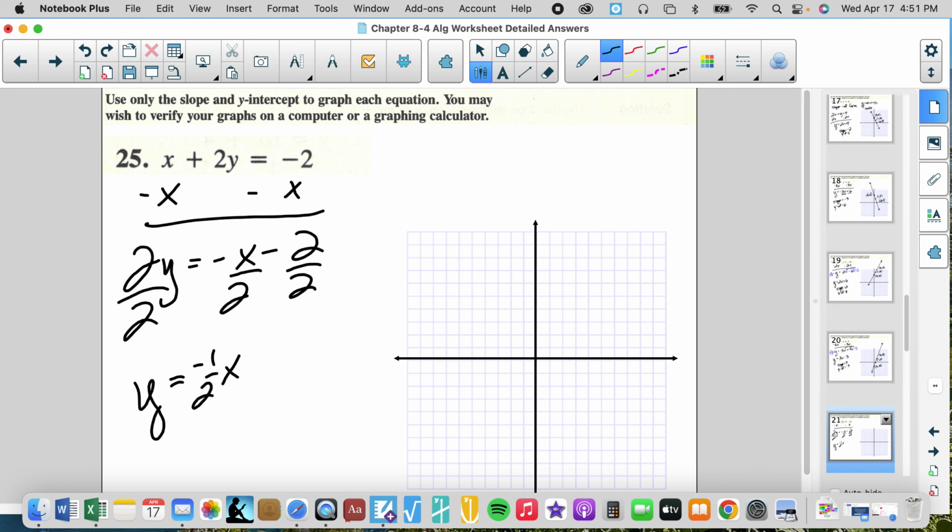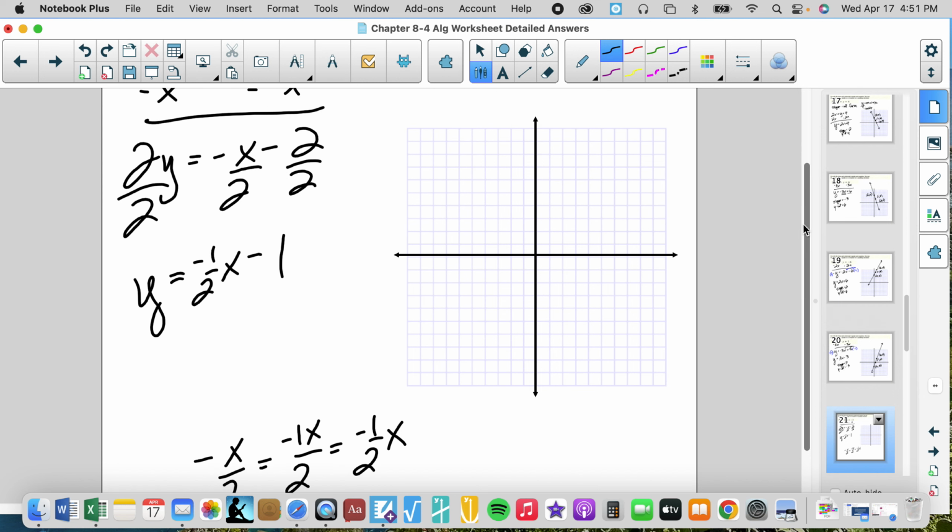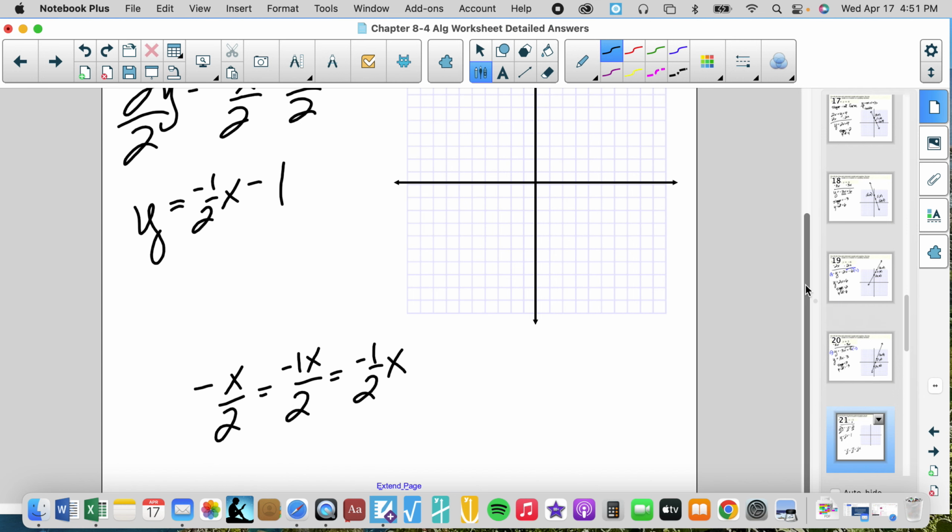Did you know that negative x over 2 is equal to negative 1/2 x? Yes, that's a very important idea. Negative x over 2 is equal to negative 1x over 2, which is equal to negative 1/2 x. Very important for you to know. And notice negative 2 over 2 simplified to negative 1. So my slope is negative 1 over 2, which means down 1, right 2. And my y-intercept is negative 1.